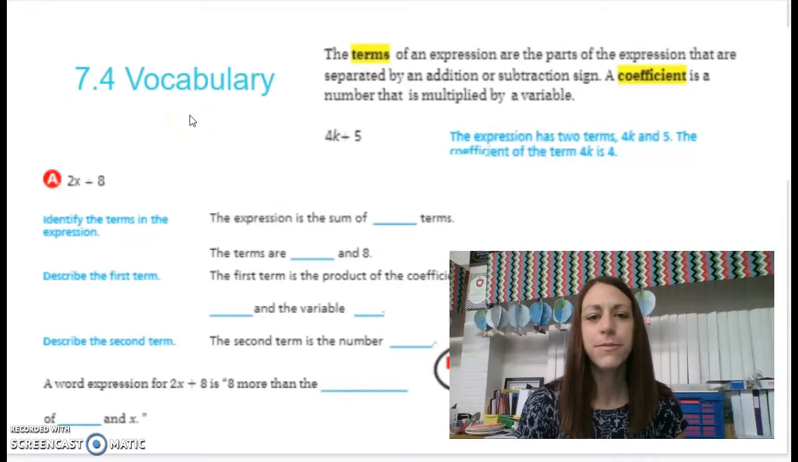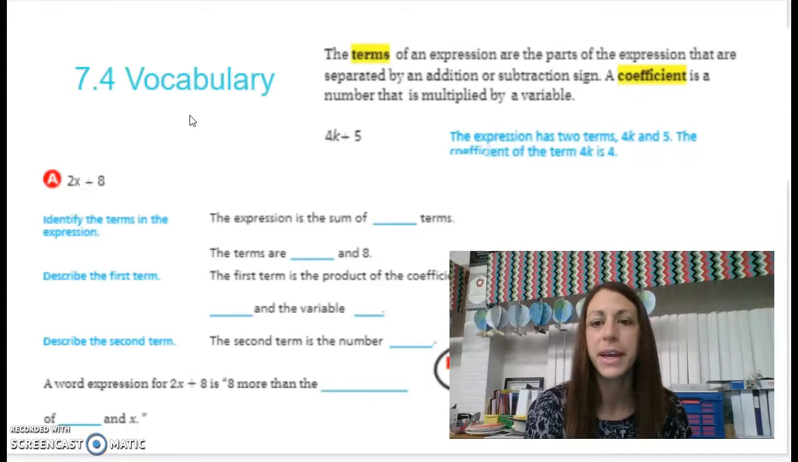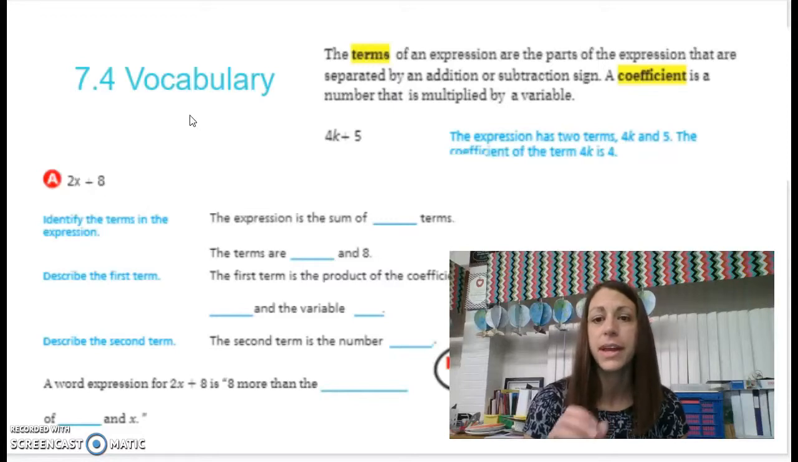Okay, so lesson 4, chapter 7, lesson 4. The terms of an expression are the parts of the expression that are separated by an addition or subtraction sign. A coefficient is the number that is multiplied by a variable.